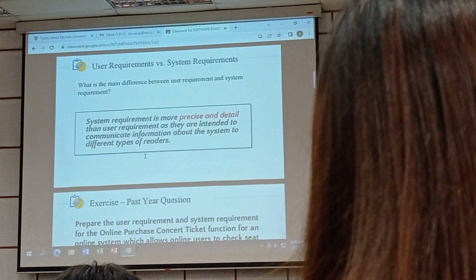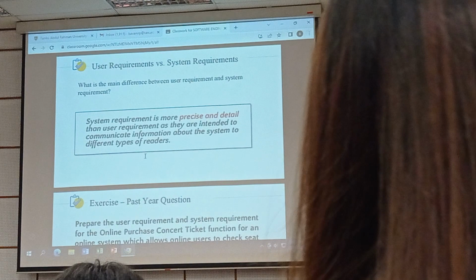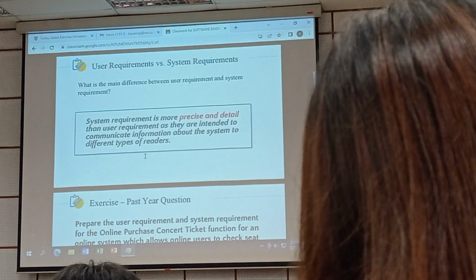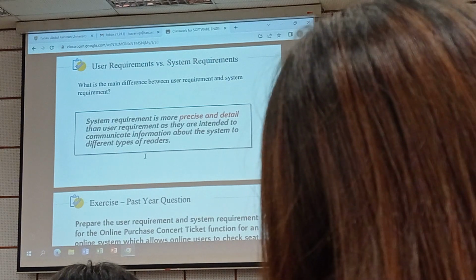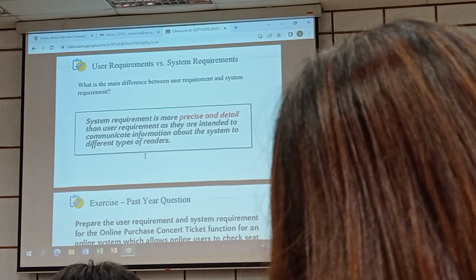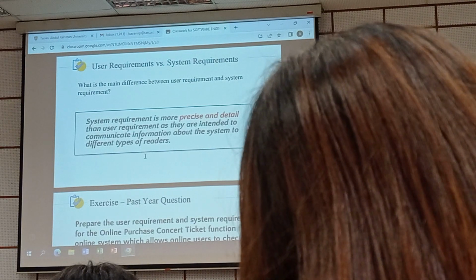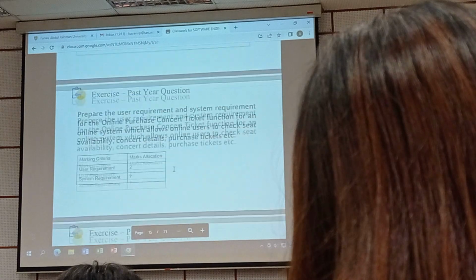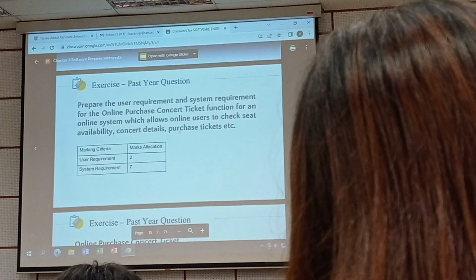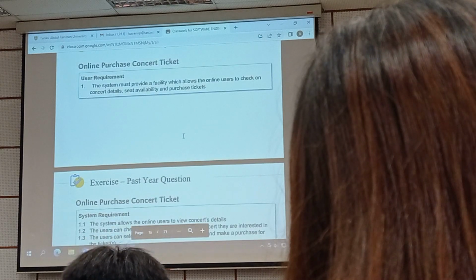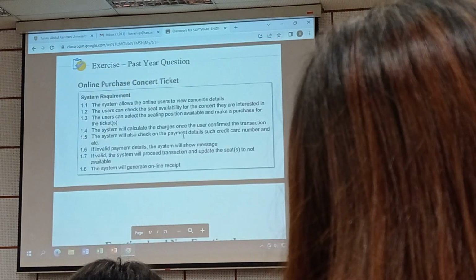So what is the main difference between user requirement and system requirement? System requirement is more precise and detailed. System requirement must be in detail compared to the user requirement. So this is an exercise. You can try it out. This is a passive question. You can try it out. This is the same.